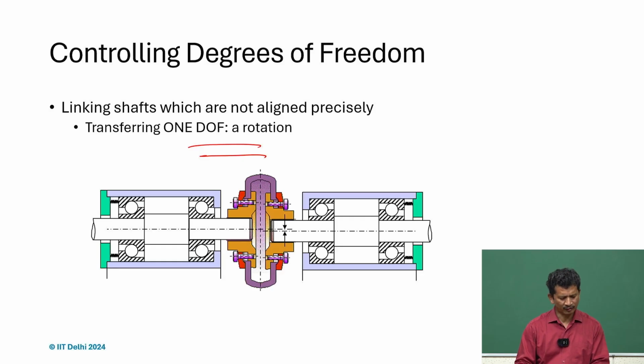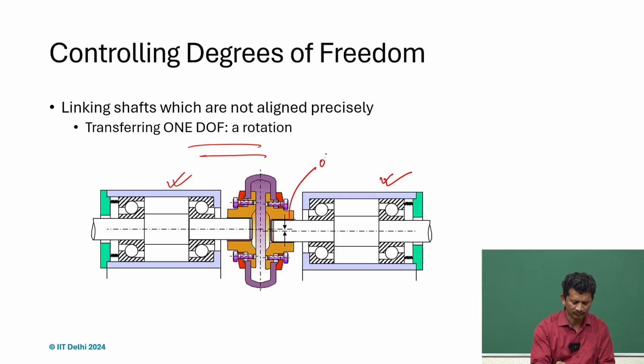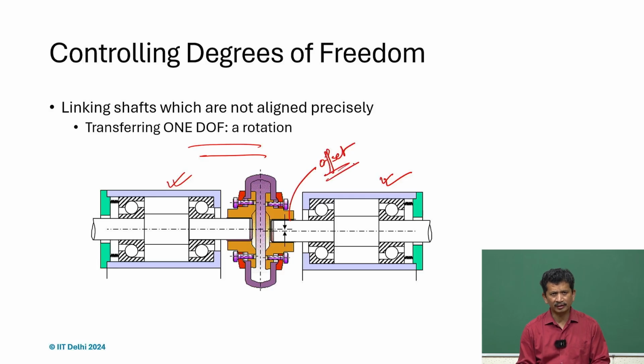So, for instance, this is the input and this is the output, and what we observed here, there is an offset here. So, in many applications when we are transferring rotational motion or we want to transfer the torque to the other side through shafts, we use a coupling.